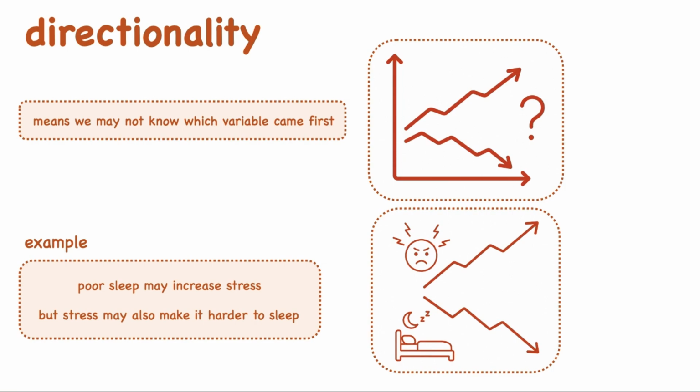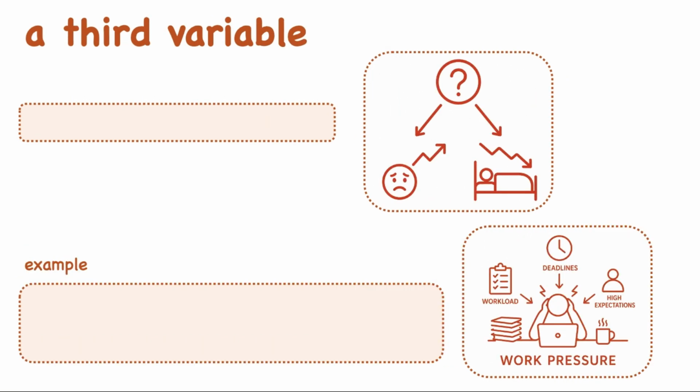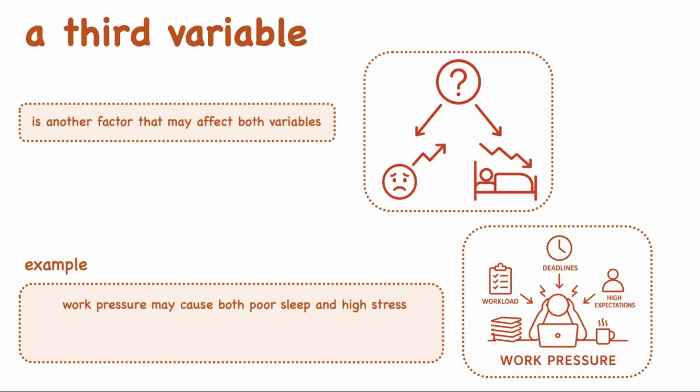The second reason is a third variable. A third variable is another factor that may affect both variables. For example, work pressure may cause both poor sleep and high stress. This means sleep and stress may be related without one directly causing the other.